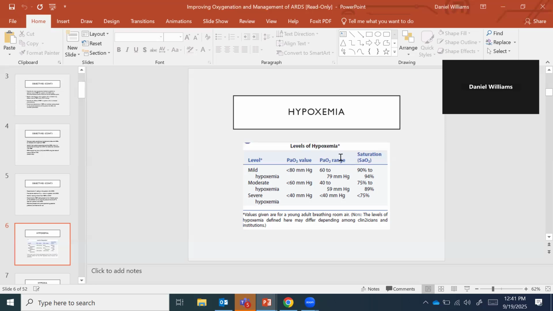From 80 to 100 is normal. 60 to 79 millimeters of mercury is mild hypoxemia. 40 to 59 is moderate hypoxemia. And then anything less than 40 millimeters of mercury is going to be considered severe hypoxemia.